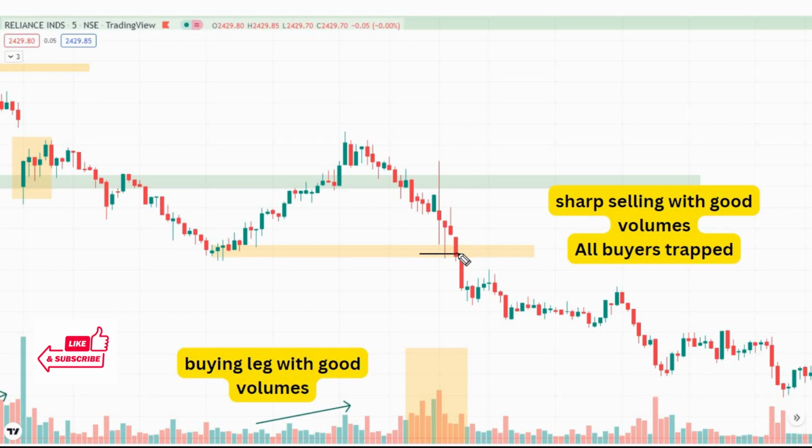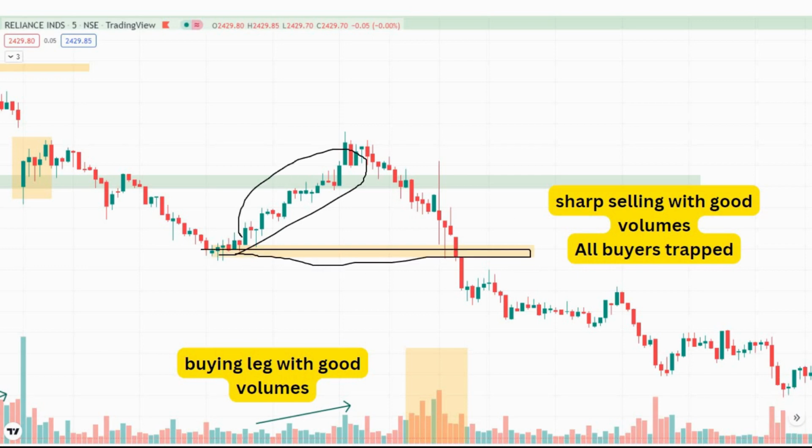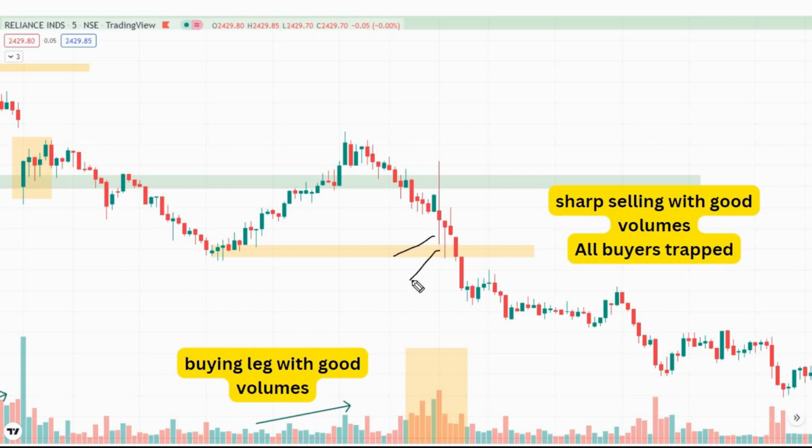Okay, always ask yourself this question: why are we taking a particular trade? Because this was a demand zone. There is no doubt about that, because we are seeing a sharp buying momentum from this level. But next day again bulls are trying to defend this level. They are trying their level best to defend this level, but what happened? See this candle.